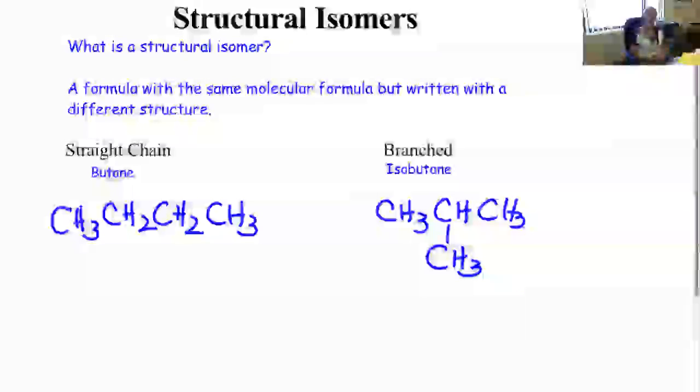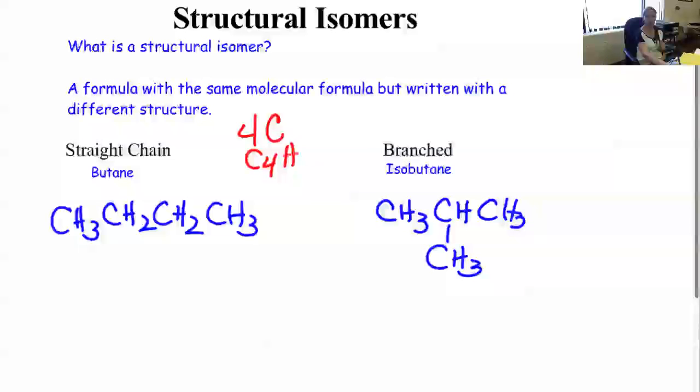A structural isomer is a formula with the same molecular formula, but written with a different structure. So it has the same basic number. For example, these two both have 4 carbons. They're both C4H10, but they're going to look different. I mean, look at this. One is a long chain, one has a branch in it. So this is butane, this is isobutane, and we're going to look at these names for these different ones here in a second. So structural isomers have different structures for the same basic formula.